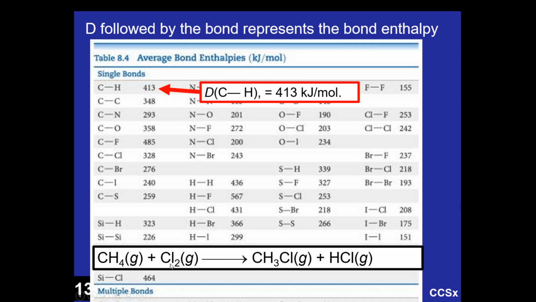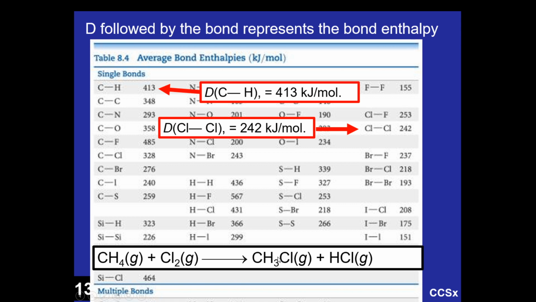The next bond that's broken is between these two chlorine atoms. Oh, we use the D in parentheses to stand for the enthalpies, by the way. D followed by a bond represents the bond enthalpy. So this was the bond enthalpy for the carbon-hydrogen bond. This is the bond enthalpy for the chlorine-chlorine bond, which is, according to the chart, 242 kilojoules per mole.